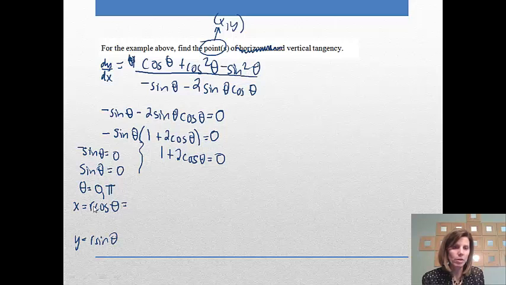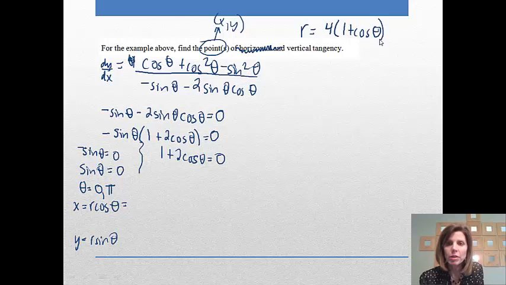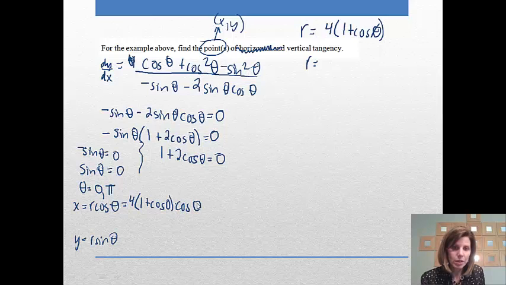And we're going to have to do a little side trip here, because we know from the original problem that r was equal to 4 times the quantity 1 plus cosine theta. So I'm actually going to have to find r before I can plug it into this equation. So if I plug in my theta, I'm going to have 4 times 1 plus cosine 0 times cosine 0. And when I do that, the cosine of 0 is 1 in each case, so I'm going to get 4 times 2 times 1, which is 8.